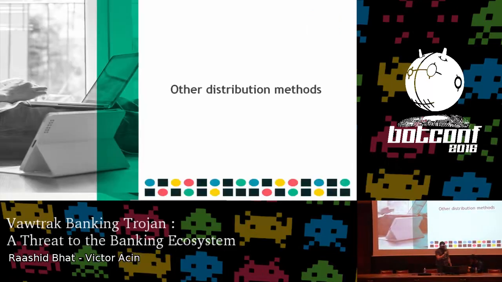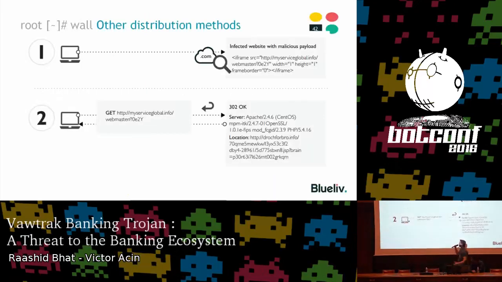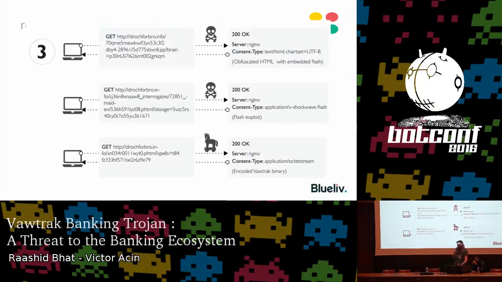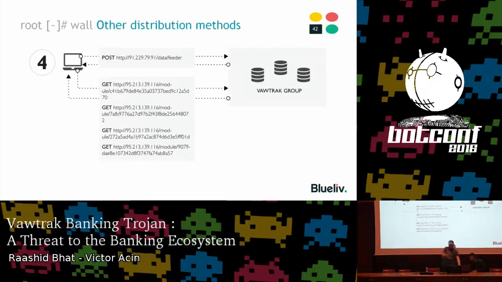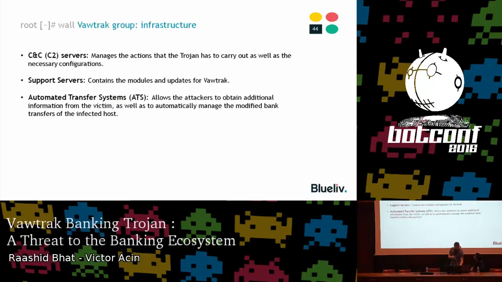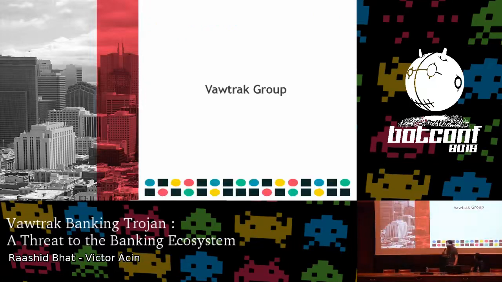The other distribution methods we detected, as I said previously, was basically exploit kits, but I'm sure that all of you know how an exploit kit works. Basically, the user enters an infected website. This infected website redirects the user to the site that actually has the malicious payload. The malicious payload is executed. The bad guys gain execution in the infected machine, and then, bam, deploy the Trojan, which communicates with the command and control server. And now for Vawtrak.